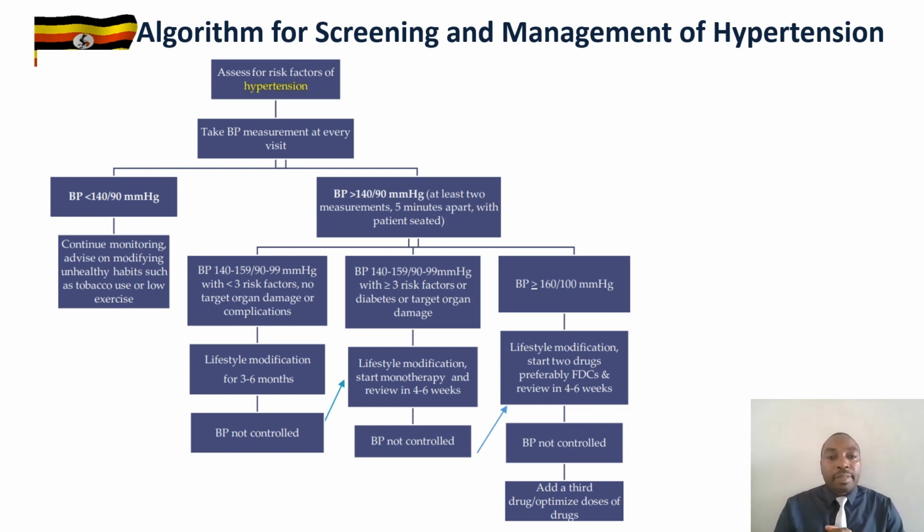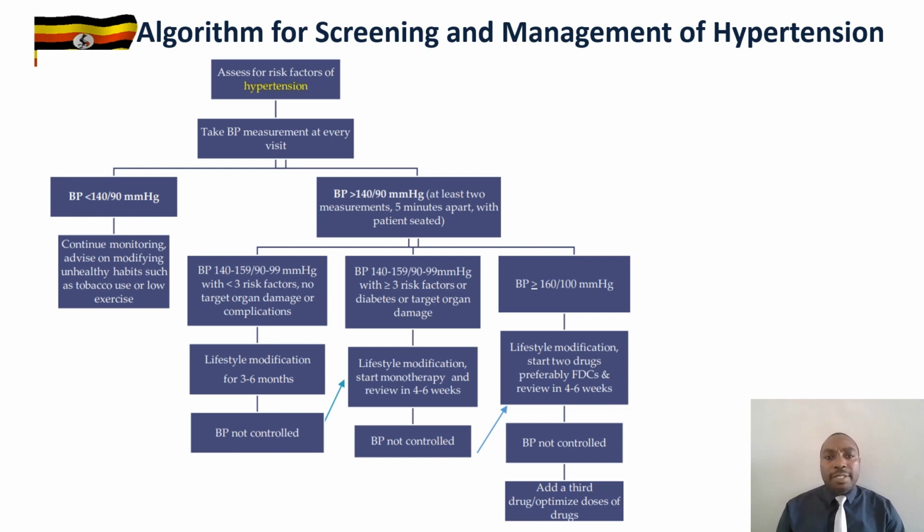Then we have to take the blood pressure measurement at every visit. If it's less than 140/90, we don't panic, we continue monitoring. We advise on lifestyle changes. But if the blood pressure is above 140/90, then we look at risk factors as well. If it is from 140 to 159 over 90 to 99, with less than 3 risk factors, there is no organ damage or complications, we advise on lifestyle modifications. We review after 3 to 6 months.